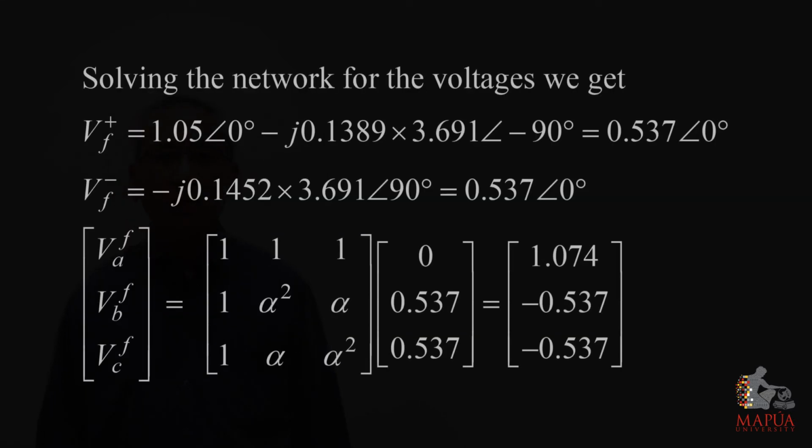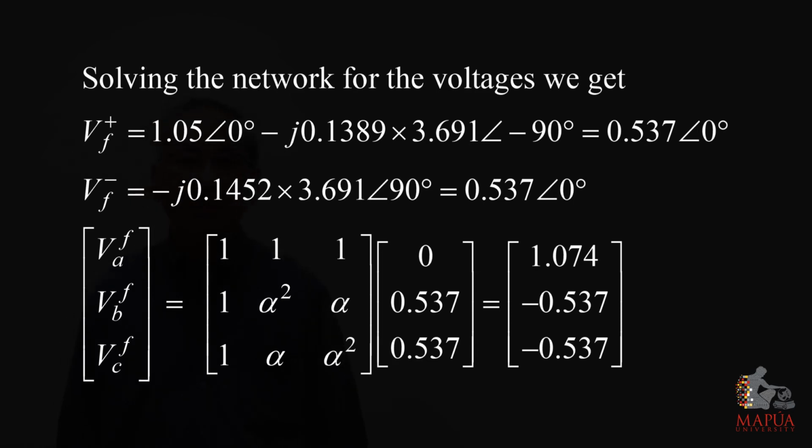Now, solving the network for the voltages, we now get the positive sequence fault voltage, that is 1.05 angle 0 degrees minus j0.1389 multiplied by 3.691 angle negative 90 degrees. So that gives us 0.537 angle 0 degrees. For the negative sequence fault voltage, that gives us negative j0.1452 multiplied by 3.691 angle of 90 degrees, and that gives us a magnitude of 0.537 angle of 0 degrees.